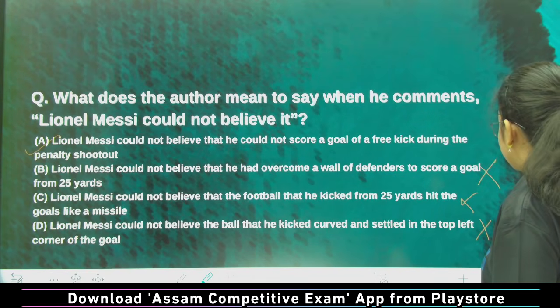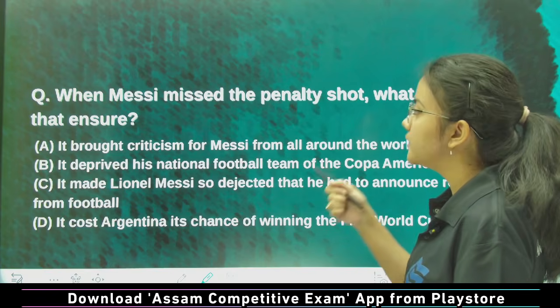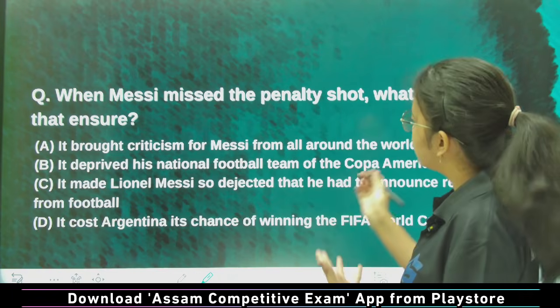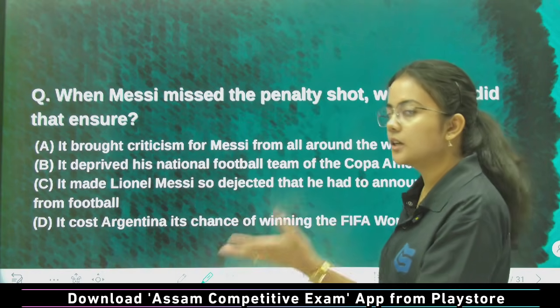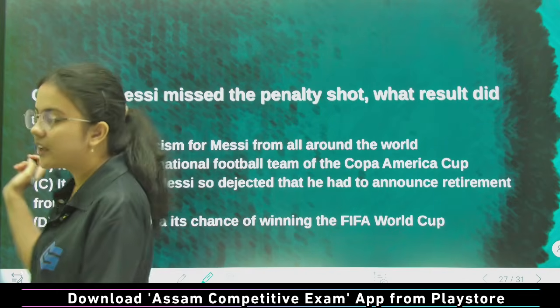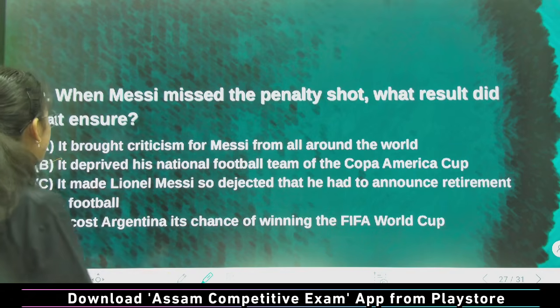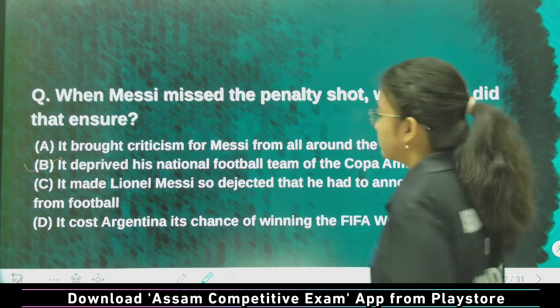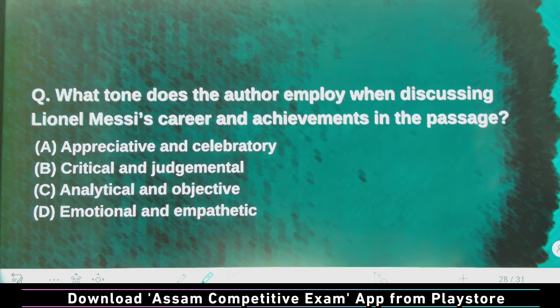So when Messi missed the penalty shot, what result did that ensure? Clearly the result is that it deprived his national football team, that is Argentina, of the Copa America Cup. Deprived means they won't be able to get it. So B is the correct answer, not C. Made Lionel Messi so dejected that he had to announce retirement from football: this is not correct. It cost Argentina. No, the correct answer is B. There is no mention of FIFA World Cup.